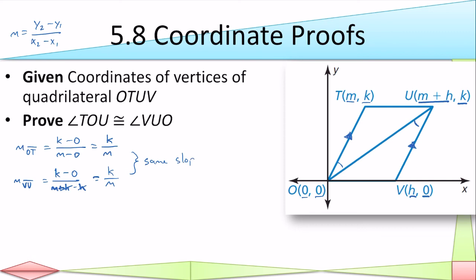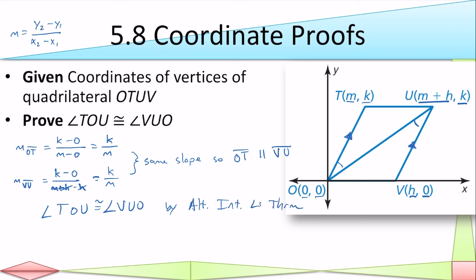So notice they have the same slope. So what's that tell us? It tells us OT is parallel to VU. Well, what's that tell us? Well, that tells us the angle TOU is congruent to angle VUO by the, what kind of angles were these? That's right, alternate interior angles theorem. And so notice the coordinate proofs are not two column proofs, it's some calculations and writing things out. Fun.